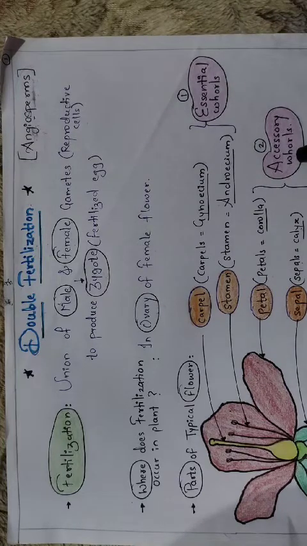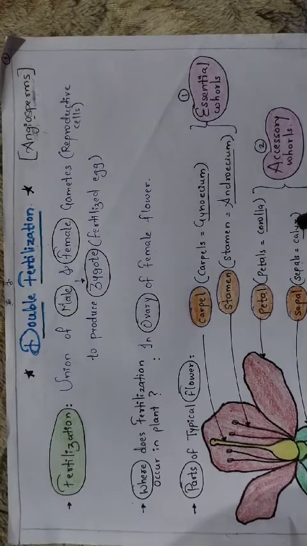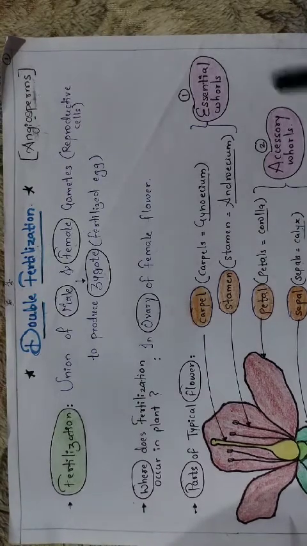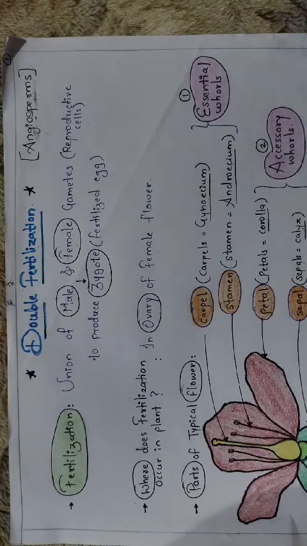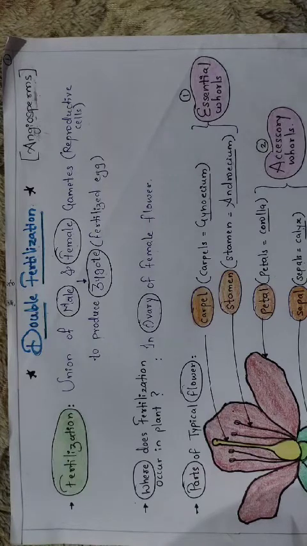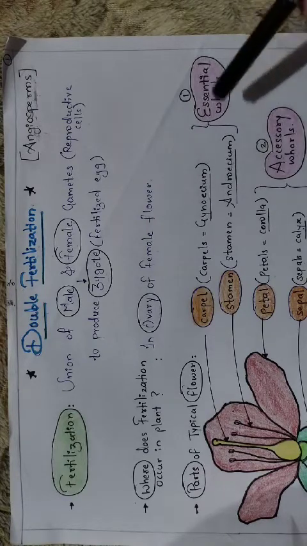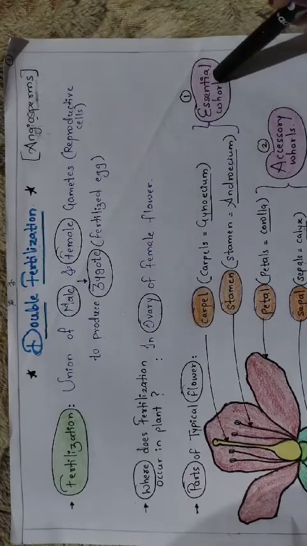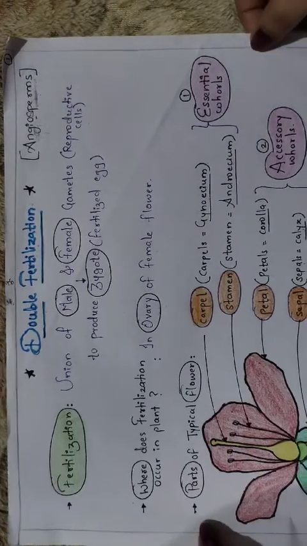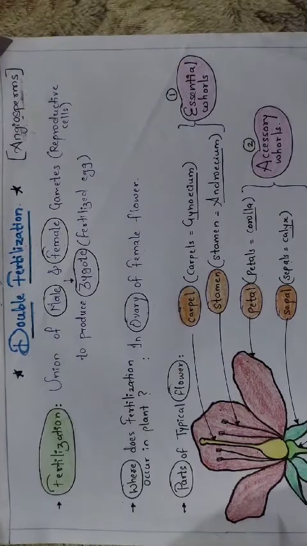The next whorl is called the accessory whorl, which is the calyx and corolla. It doesn't mean that they are not important, they are important as well. How can I say that the accessory whorls are also important? Accessory whorls are not directly participating in reproduction, but they are helping the essential whorls. So let us see about those accessory whorls.